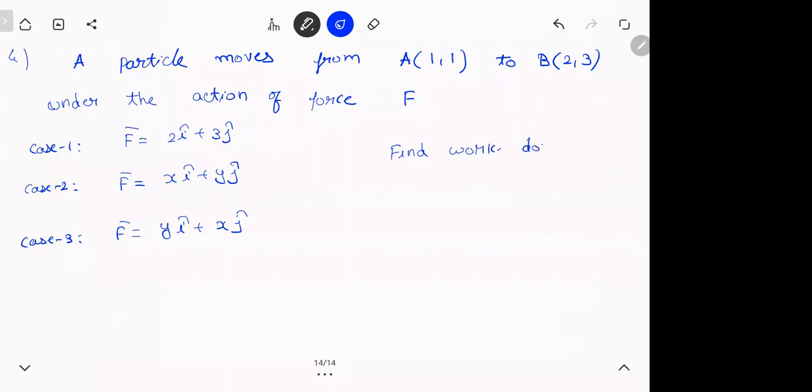There are 3 different questions. And this question is important. The same question will come again in electrostatics and gravitation. So you are going from A to B. There are 3 forces. Find the work done by each force. Hope the question is clear.